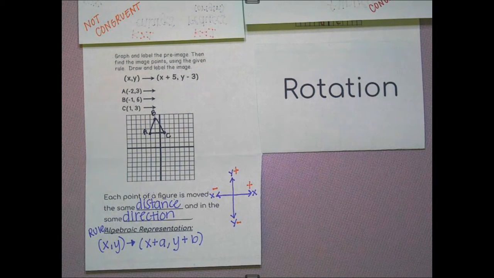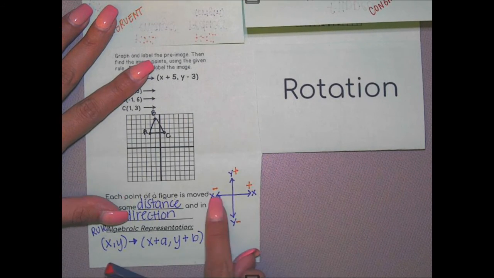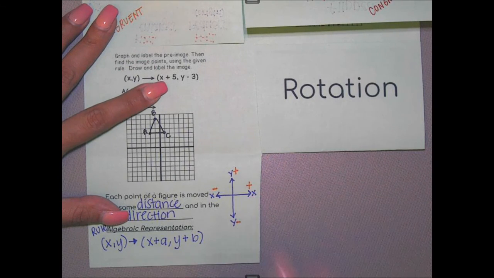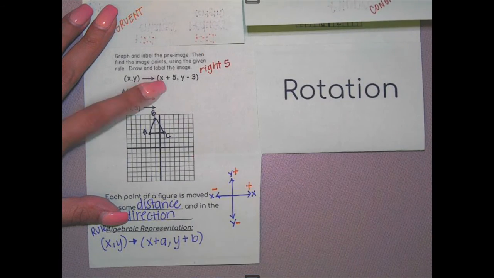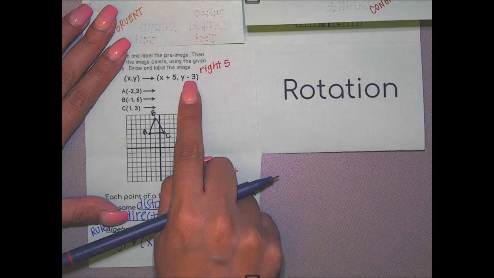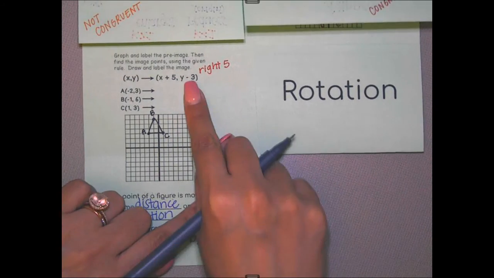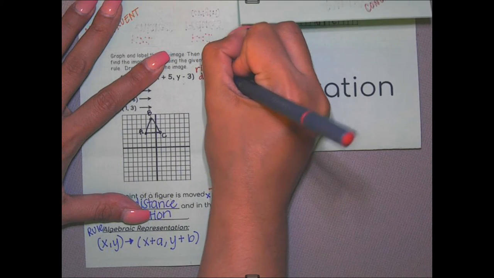And on this problem, it gave us the rule. So now we are going to read it. And it says x plus 5. So I'm going to come down to my x-axis, and I see plus, and that's to the right. So this tells me I'm going to go to the right 5. And then it says y minus 3. So I go to my y-axis, and it says minus, so that's down. So I'm going to go down 3.